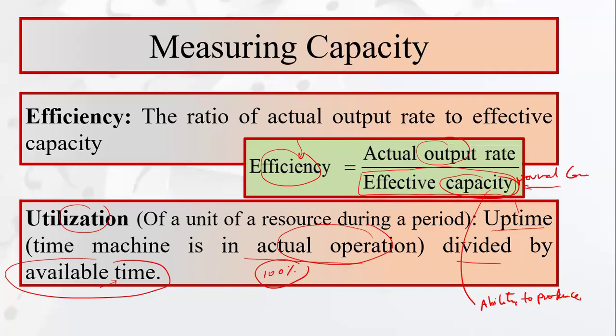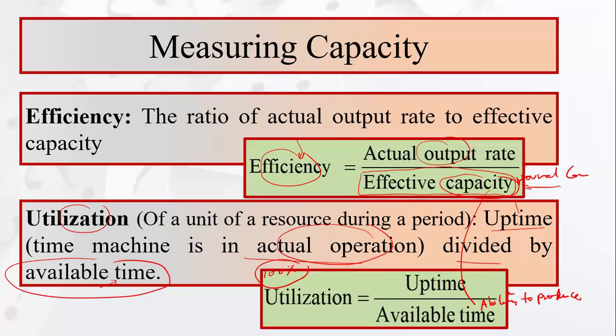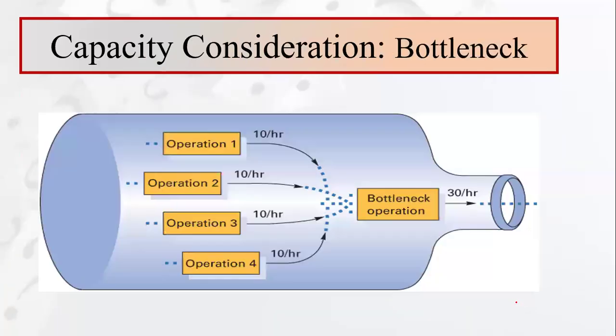Effective capacity is normal conditions: how much do you produce? It's like a throughput rate. If the actual output rate is the same, then efficiency is 100%. If the actual output is not what was supposed to happen, then you are not really being efficient. Is it clearly understood? Yes or no? So utilization is uptime divided by the available time.